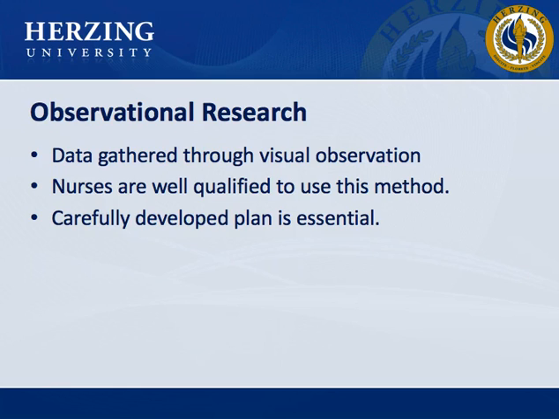Observation research may be classified as either event sampling or time sampling. Event sampling involves observation of an entire event. Time sampling involves observations of events or behaviors during certain specified times.